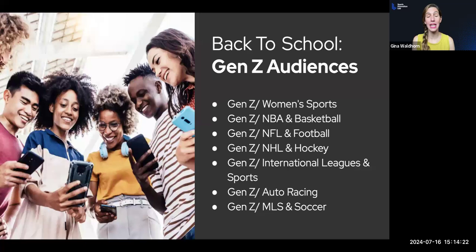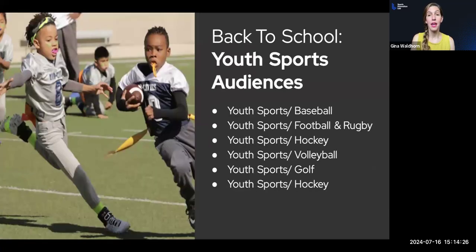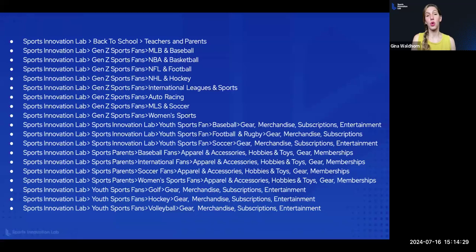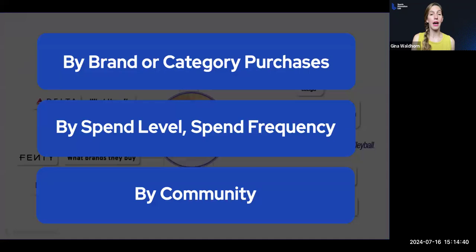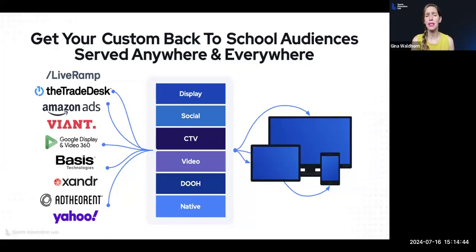So we also have Gen Z audiences live. We have the youth sports audiences live. And here's just a quick snapshot. We'll go ahead and make this recording available, and we'll send all of these specific audiences in an email. But you can go onto any major programmatic platform. I'll go ahead and show you where, from LiveRamp, Trade Desk, Amazon Ads, Google DV360. Head on over to those programmatic platforms, search Sports Innovation Lab, and you'll be able to find our back to school audiences. We also have an audience desk set up. We'll pop it in the chat, audiences@sportsilab.com. And all of these audiences are available and can be pushed to anywhere that takes a programmatic and addressable audience, from digital out of home to streaming to social to display.